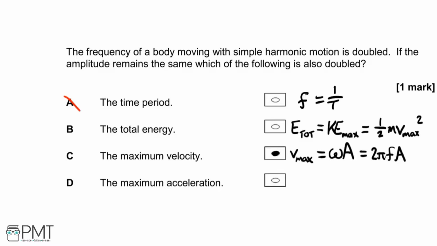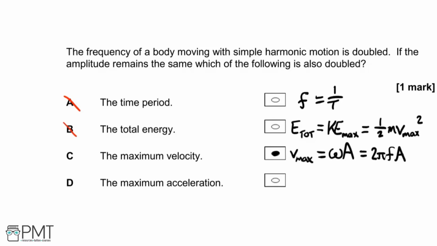Now let's just go through and discuss why B and D would be incorrect. If we look back at B, we can see that the total energy is proportional to Vmax squared. On that basis, if there's a squared relationship there, then the total energy is also proportional to the frequency squared. So that would mean that doubling the frequency would quadruple the total energy, so it can't be that one.